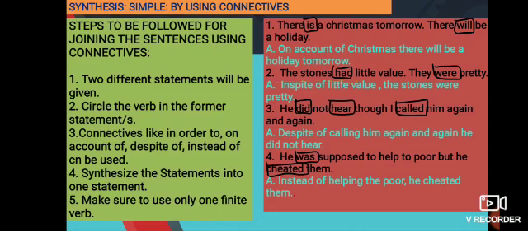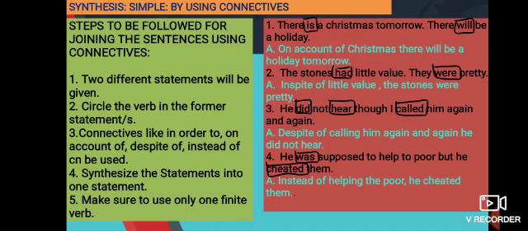So the stones had little value, they were pretty. Had is the first finite verb, were the second finite verb. We got our 2 finite verbs. Now I have to use only one finite verb. Using the connective, it will be in spite of little value. Next, because this is the first verb, you change had to having. So you can write, in spite of having little value, comma, the stones, because this they stands for the stones, the stones were pretty. Or you can write, in spite of little value, the stones were pretty.